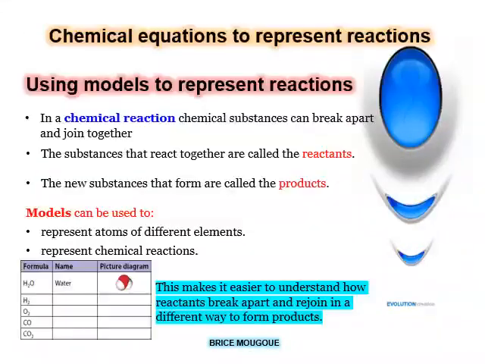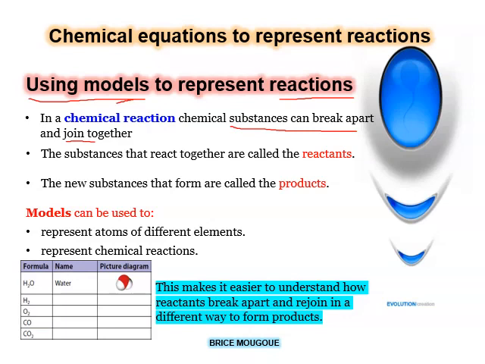Now we can use chemical equations to represent reactions. And to make things even easier, we can actually use models to represent these chemical reactions. Traditionally, in a chemical reaction, chemical substances actually break apart, and later on they will rejoin again together in a specific manner to form new compounds.